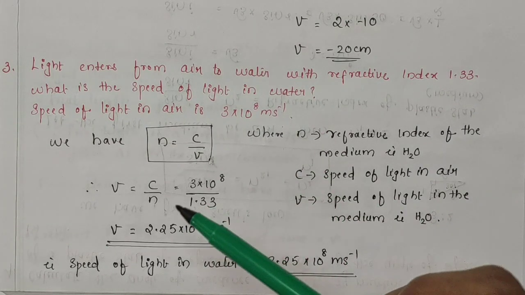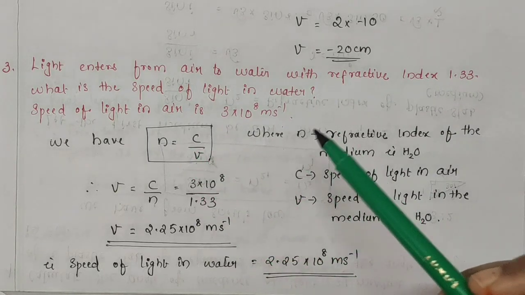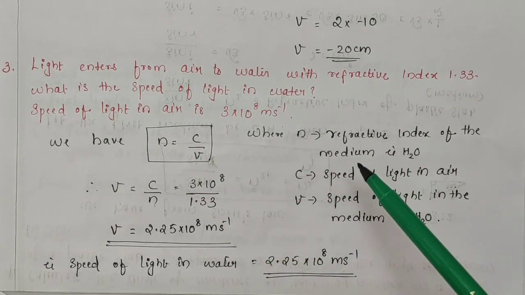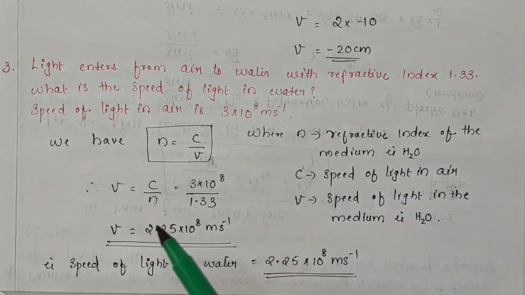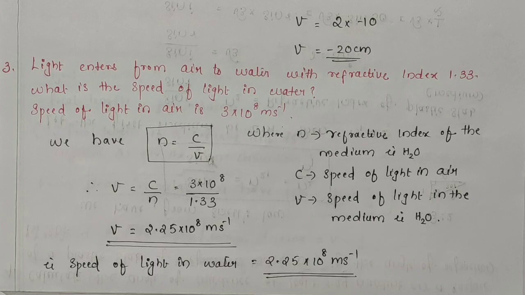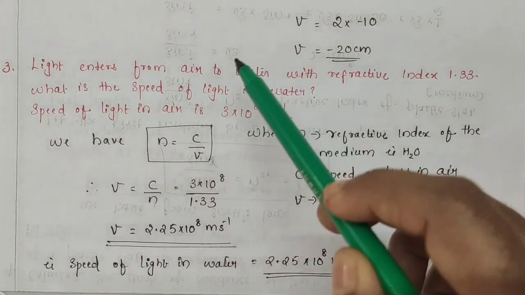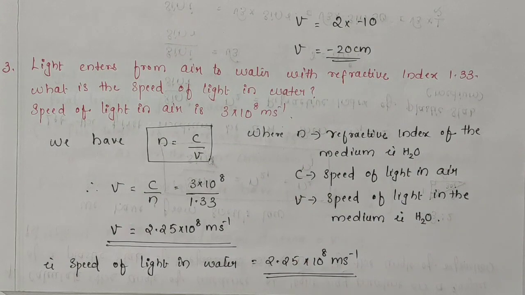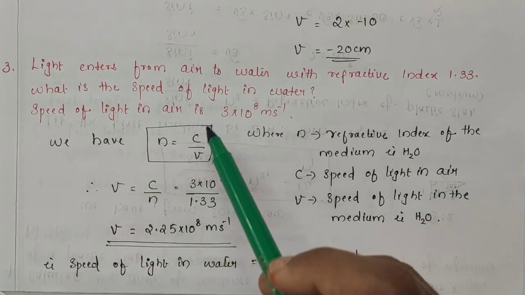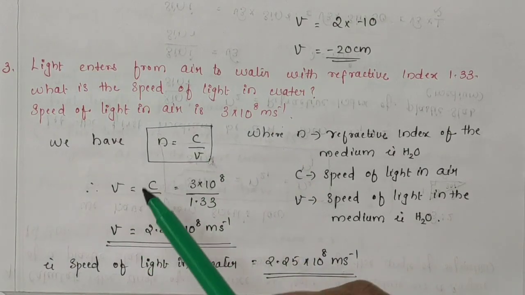So by using this expression, refractive index n is equal to c by v, where n is actually the refractive index of the medium. That is, here that medium is water. c is the speed of light in air, which is 3 into 10 raised to 8 meters second raised to minus 1. And v is the speed of light in the medium. Here the medium is water. So by using this expression n equal to c by v, we want to know about the speed of light in water. That is, we want to know about this v.